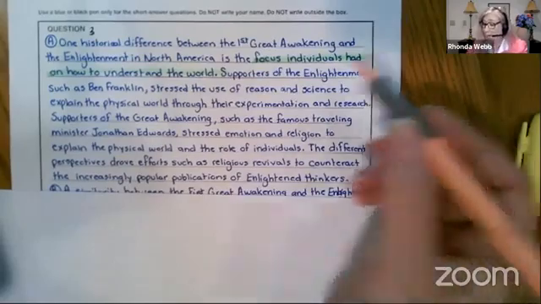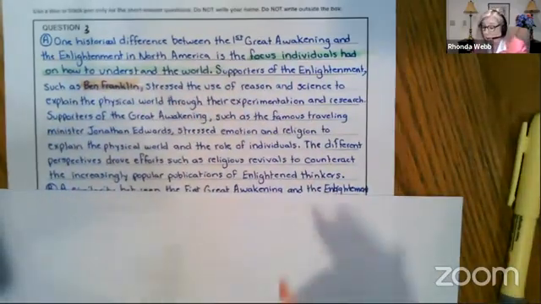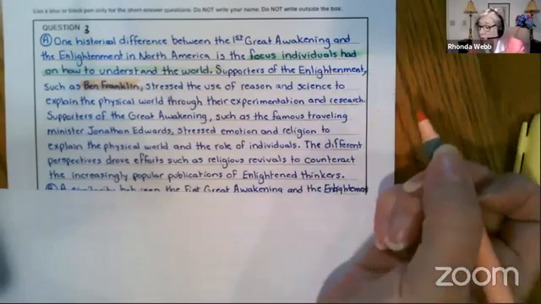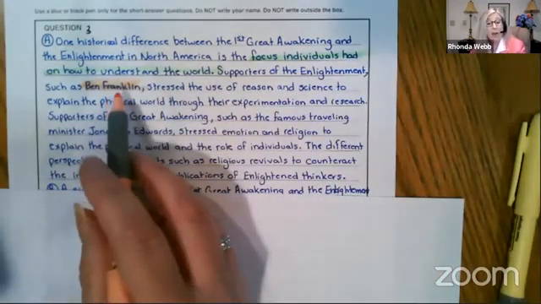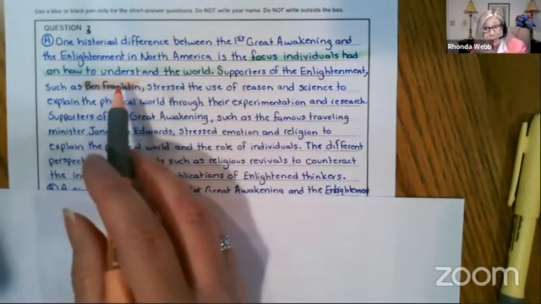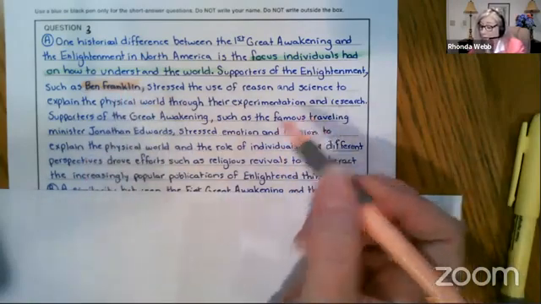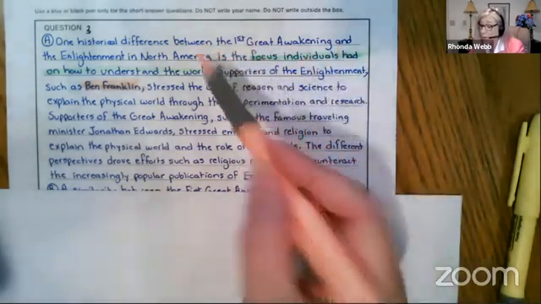Supporters of the Enlightenment, such as Ben Franklin, notice how I throw in a specific example there, stress the use of reason and science to explain the physical world through experimentation and research. And notice that my example is from North America, because that's what the question asked for me to do. Then I've got to show that the members of the Great Awakening are going to look at the world in a different view.